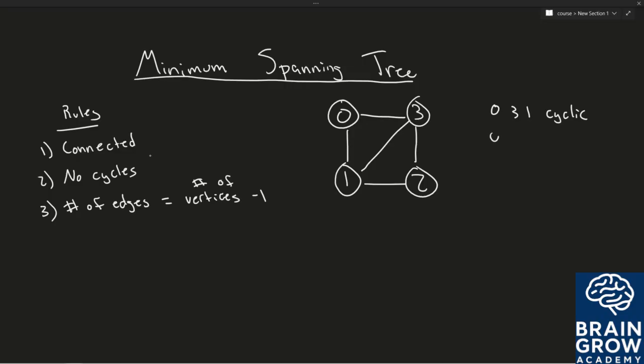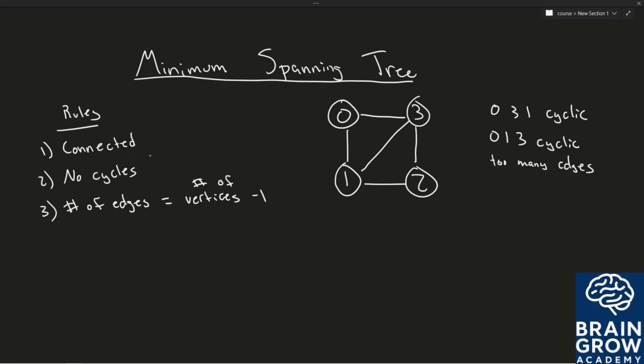We can go 0, 1, 3 cyclic, and I mean we can make a couple of cycles out of this. But we also see that we have more edges than we do nodes, so too many edges in this case as well.